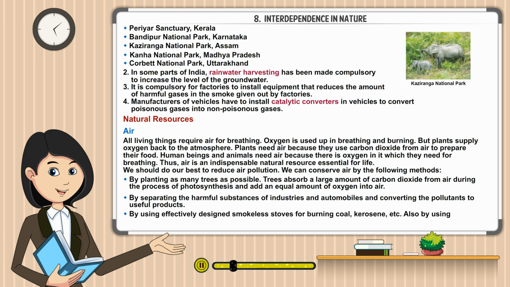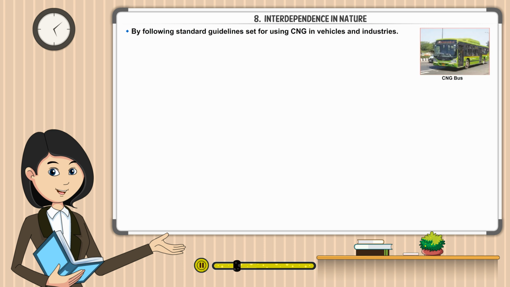By using effectively designed smokeless stoves for burning coal, kerosene, etc. Also by using alternative fuels such as CNG and LPG which are less harmful. By following standard guidelines set for using CNG in vehicles and industries.